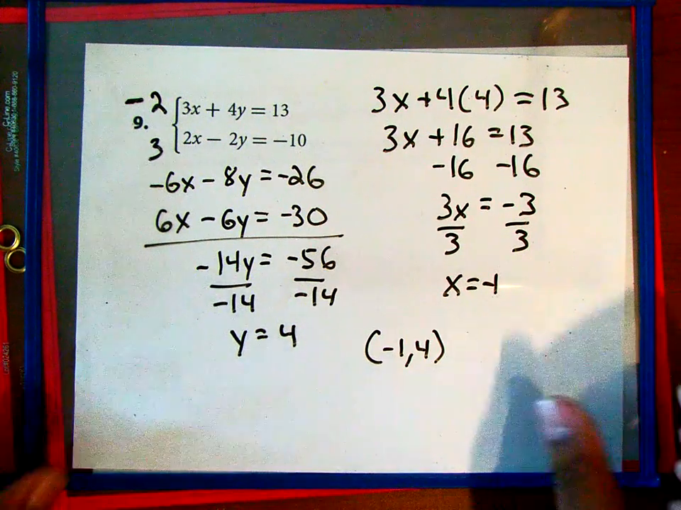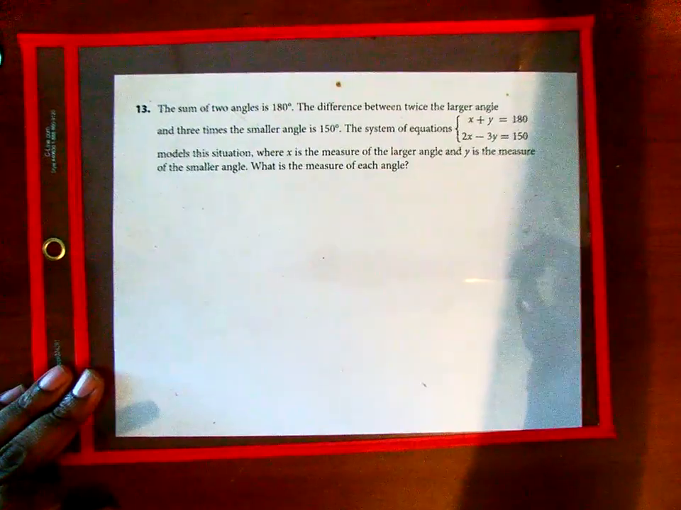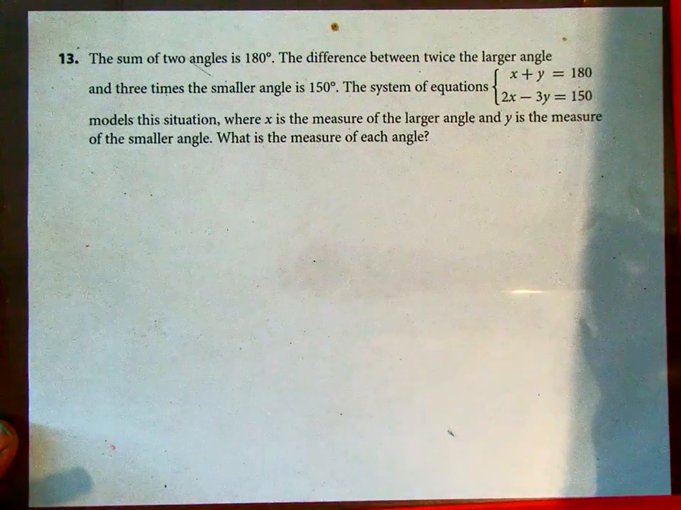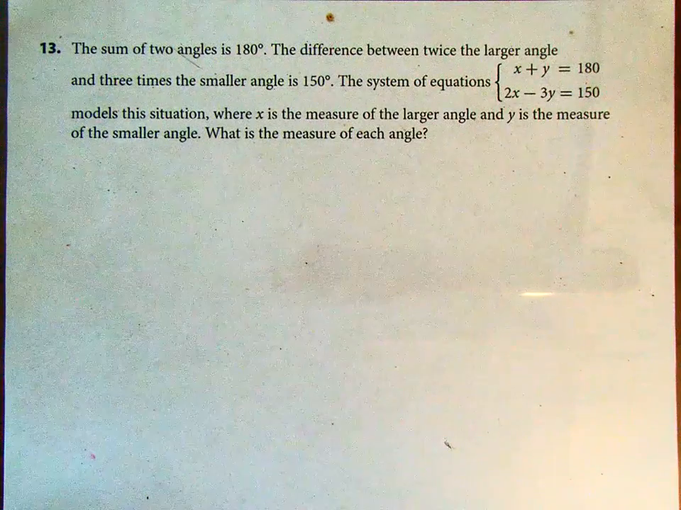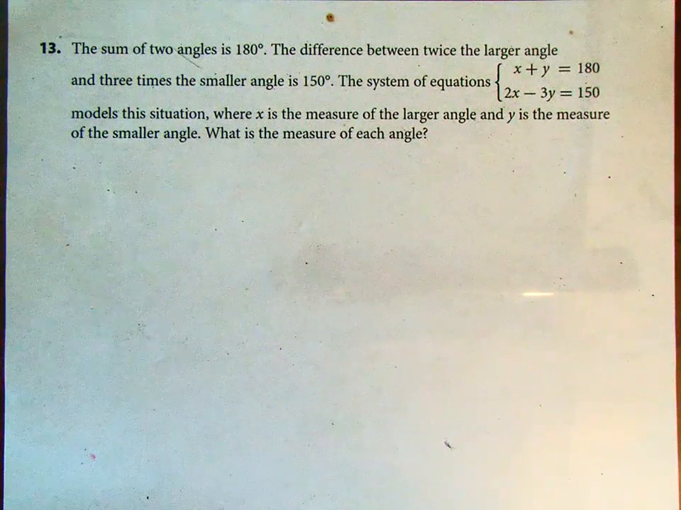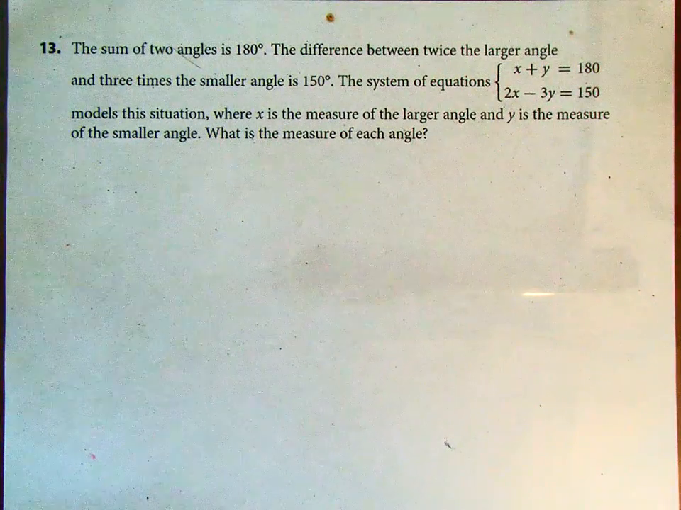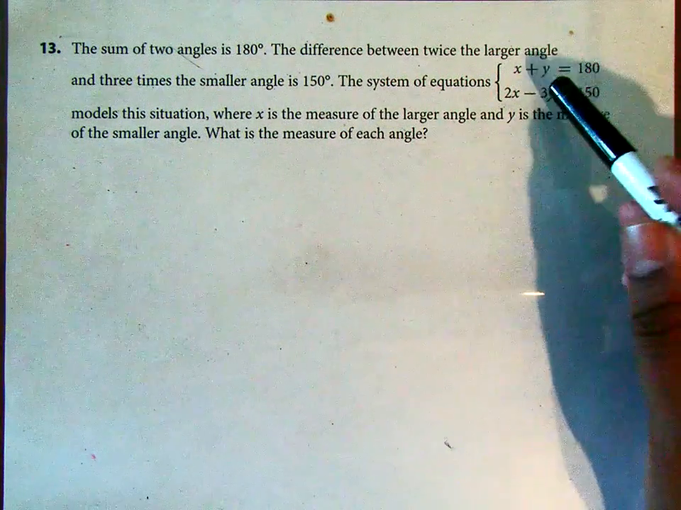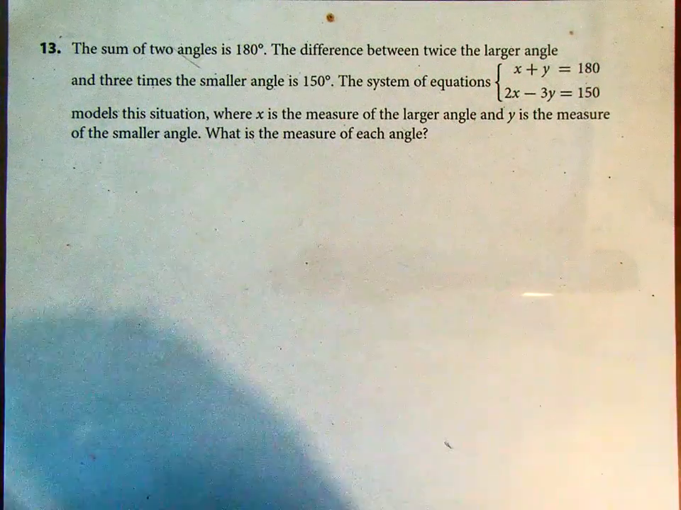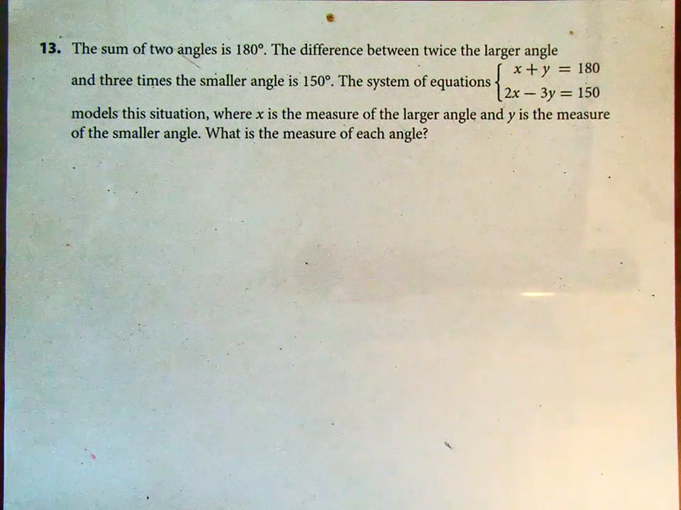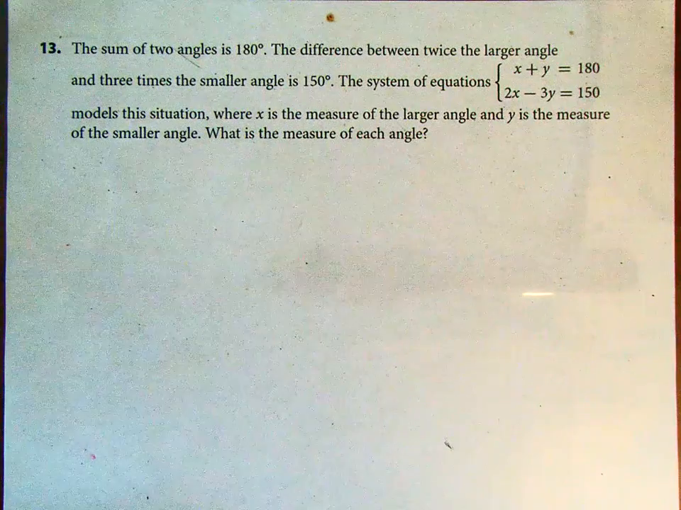Okay, let's take a look at the last example. All right, here we got a word problem. It's based off of geometry. It says the sum of two angles is 180. The difference between twice the large angle and 3 times the smaller angle is 150. The system of equations x plus y is equal to 180 and 2x minus 3y is equal to 150 models this situation where x is the measure of the larger angle and y is the measure of the smaller angle. What is the measure of each angle?